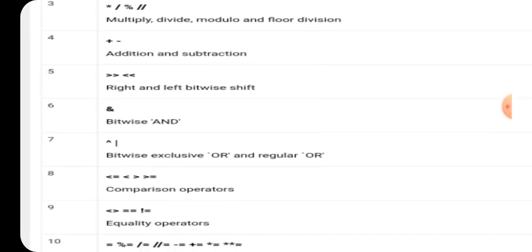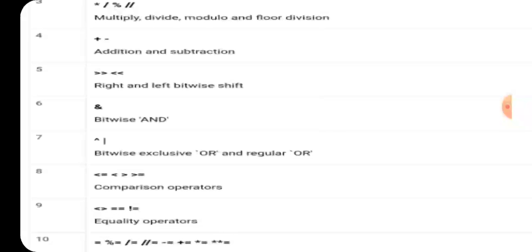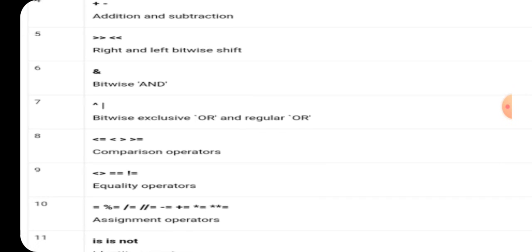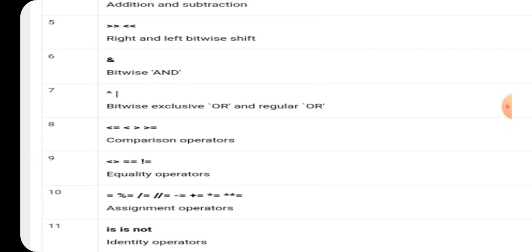Okay, then and, that is the bitwise and operator, having the next priority after the right and left bitwise shift operator. Then bitwise exclusive or, and regular or.